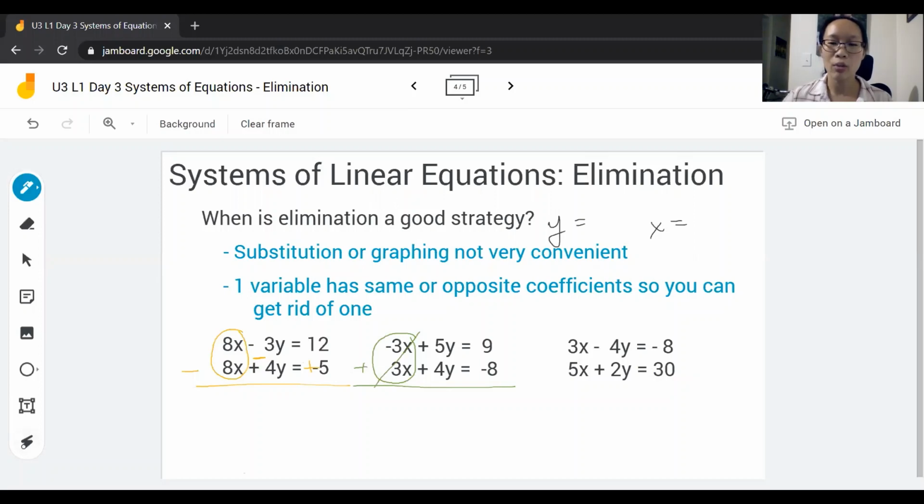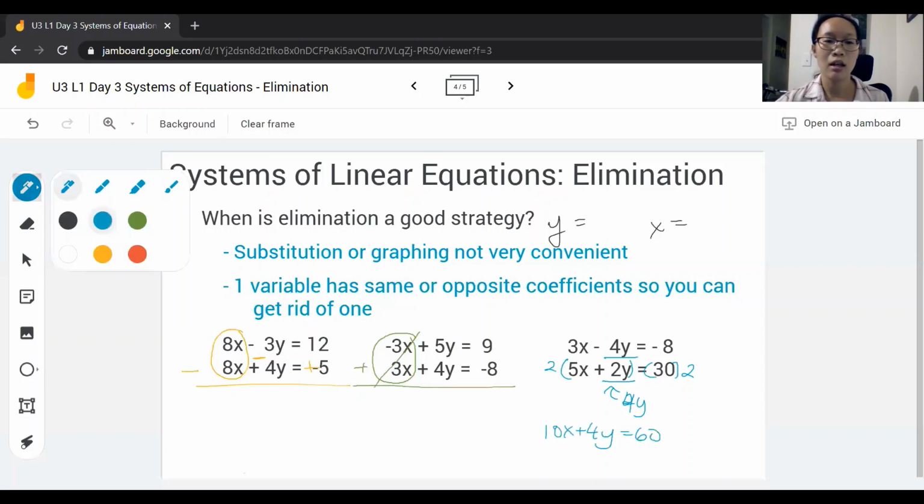The third scenario is where I can multiply one equation to get a variable to have the same or opposite coefficient. So here I see a negative 4y and a positive 2y. So they have opposite signs, and I see also that my 2y, I can get this to become a 4y by multiplying both sides by 2. So then if I multiply that out, I get 10x plus 4y is equal to 60. And then I can add my original equation, my 3x minus 4y is equal to negative 8. And then when I add them, my negative 4y and my positive 4y cancel out.